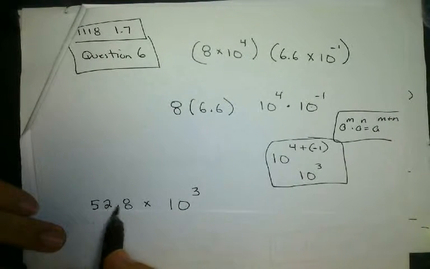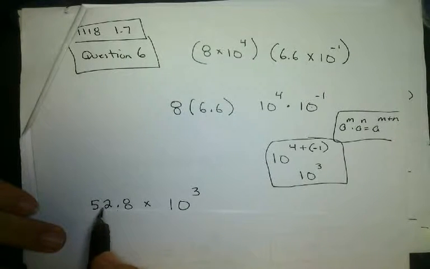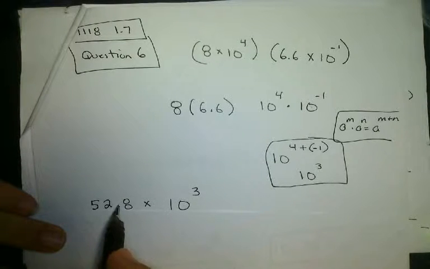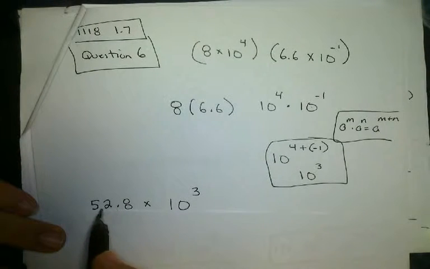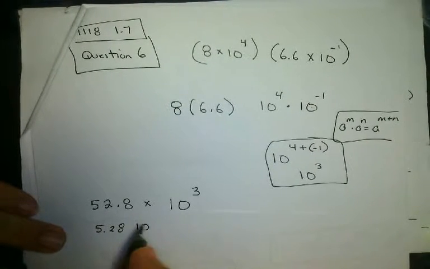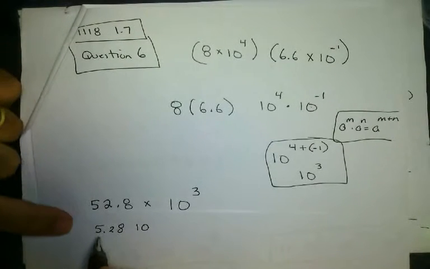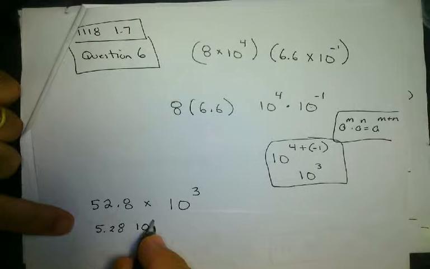But this isn't in scientific notation right here. This piece isn't. It's supposed to be a unit spot, then the decimal. Well, I have a tenth spot, unit spot, then decimal. So I need to take this decimal and move it over 1. So this is going to become 5.28 times 10 to the, well, I moved it over to the left. This is 52. Now it's going down to 5, so it tells me it's a positive 1.